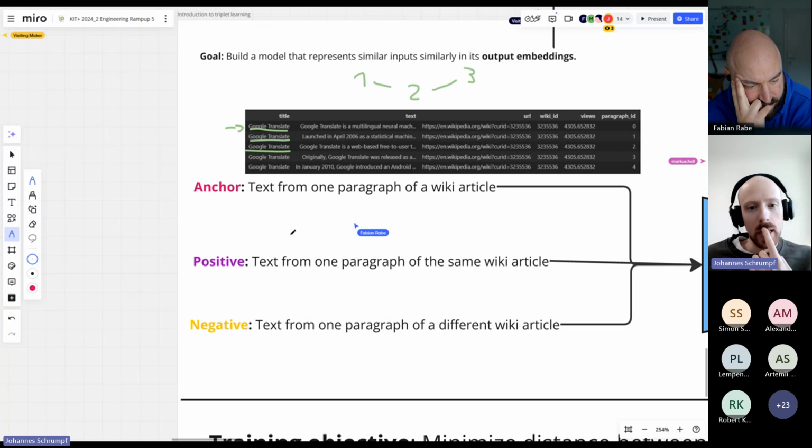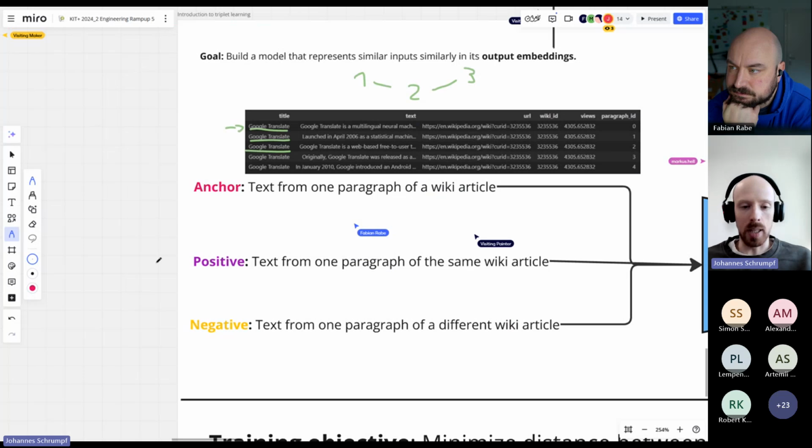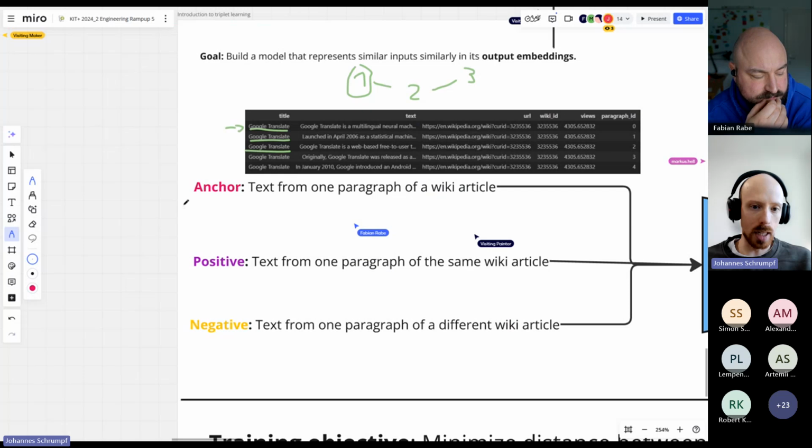And now what we can do is we can say, okay, so we want these paragraphs to be very close together, right? In the embedding space that the model is to create for us, because they cover a similar topic, most likely. And so when we build our data set now, we choose one paragraph from an article as the so-called anchor. This will be our reference point, basically. Our vector reference point, a point in space.